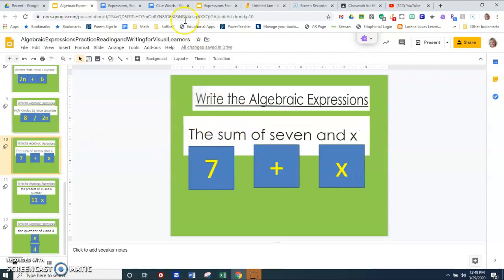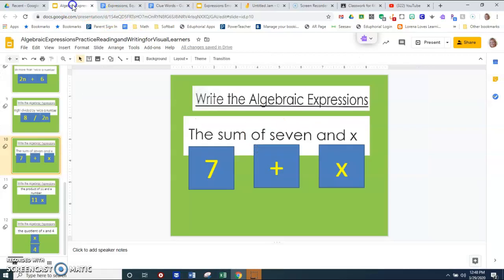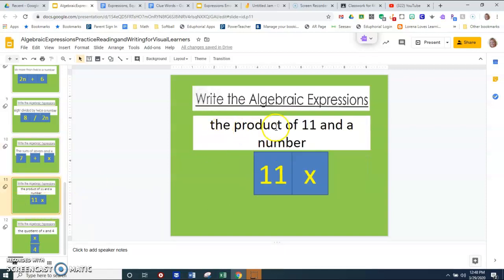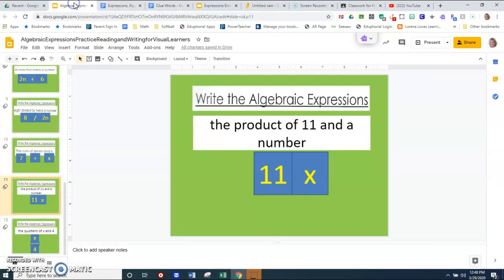The sum. If I come back over here and find the word sum, it means add. The sum of 7 and x, so 7 plus x. The product, okay? A lot of people forget what this word means, so make sure you come back over here to the clue words, and product is the first word for multiply. So I know I'm going to be multiplying 11 and a number. And again, make sure that number comes before your variable as the coefficient.